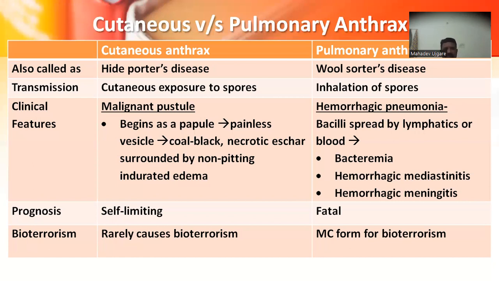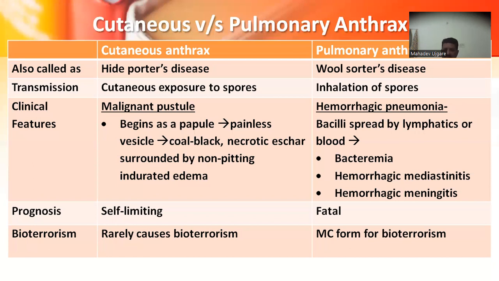Now transmission. Cutaneous anthrax is transmitted by cutaneous exposure to spores, while pulmonary anthrax is transmitted by inhalation of spores. Now what are the clinical features in cutaneous and in pulmonary anthrax? Cutaneous anthrax produces a malignant pustule, which begins as a papule and develops into a painless vesicle, and then it produces a black necrotic center surrounded by non-pitting indurated edema. In pulmonary anthrax, it produces hemorrhagic pneumonia.